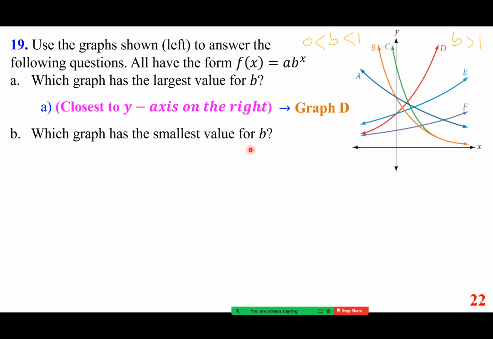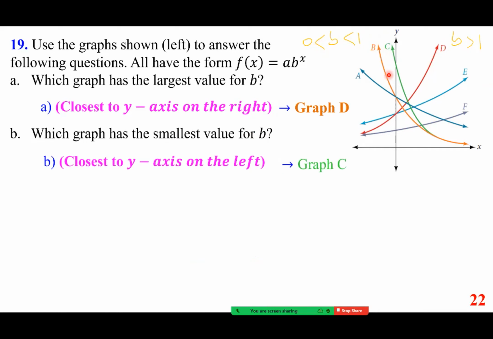Which one has the smallest value for B? Now this time closest to the y-axis on the left, because on the left, the numbers are between 0 and 1, and all of them on the left have the base which is less than each and every one of them on the right. So it's on the left, and the one that is closest in this case is graph C.